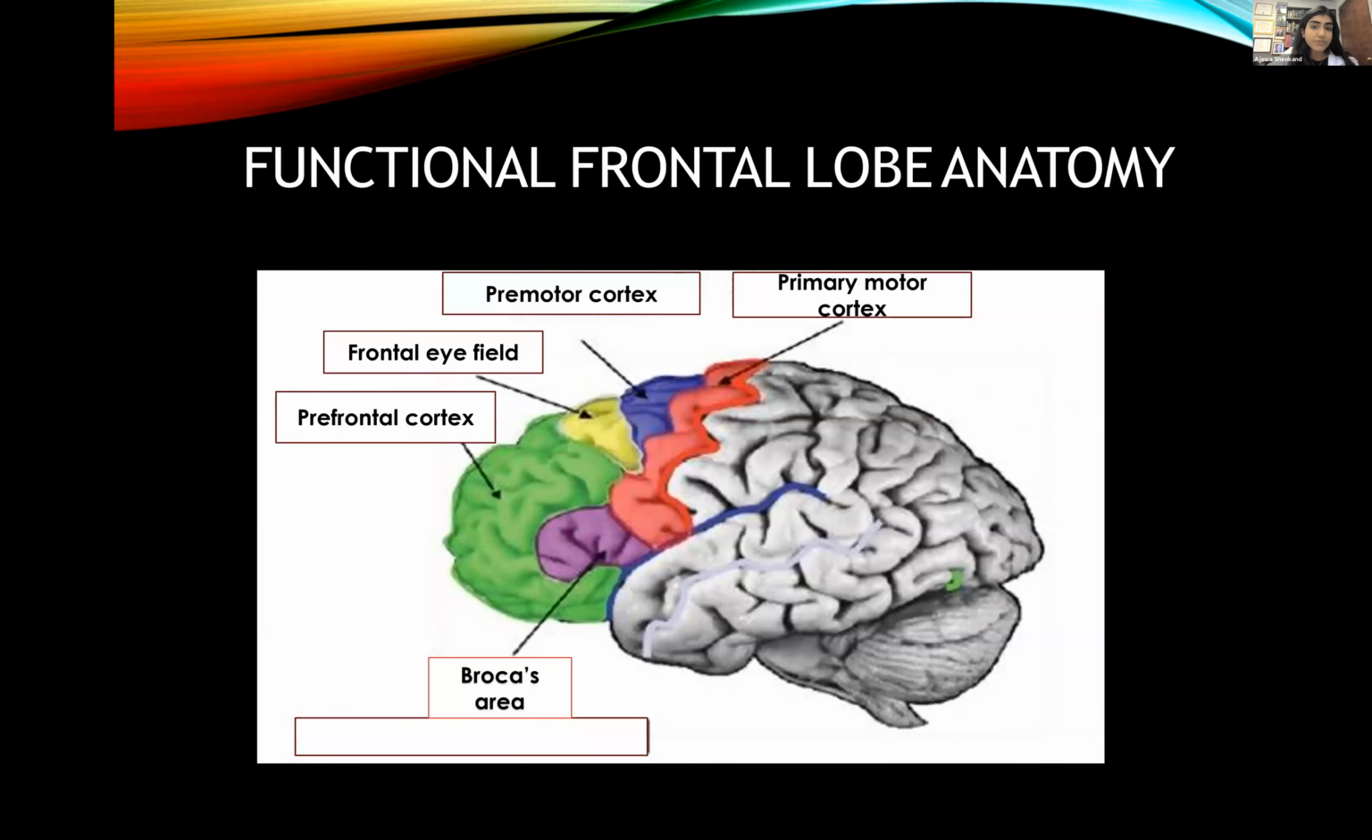So now coming to the functional frontal lobe anatomy. The frontal lobe, as we discussed, is a big part of the brain, and it in itself is divided into different cortices, depending on the function that they hold. The most anterior part of the frontal cortex is called the prefrontal cortex. Then we've got the frontal eye field just behind that. We've got the premotor cortex, the primary motor cortex, which is the red area that you can see. And then we have the purple area, which is called Broca's area, which also helps in motor vocalization.